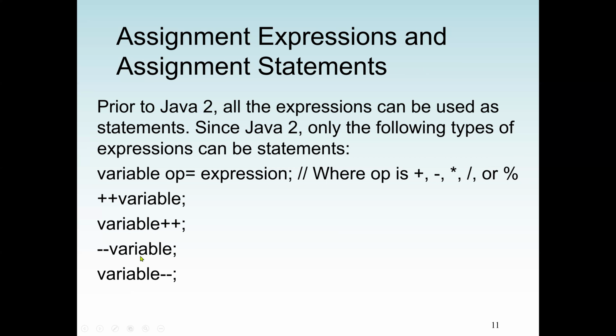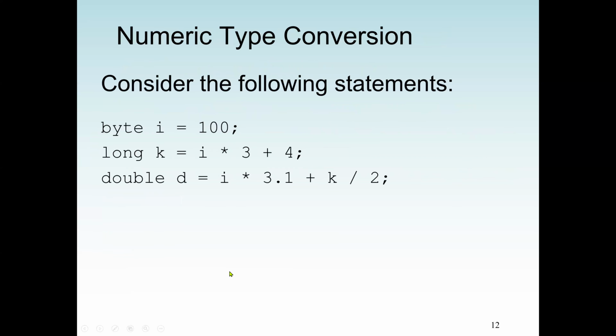Minus variable means pre-decrement, then post-decrement. So if I have a byte equal to 100 and long k equal to I times 3 plus 4, and double D is I times 3.1 plus k divided by 2. So these are called the Java data types: byte, long, and double. And we can also do a conversion of this data type.